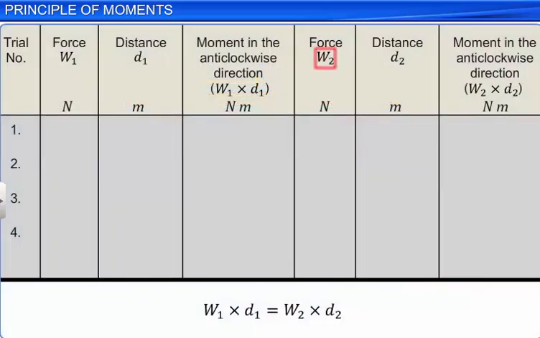Let this be W2. Now, W2 is the force that helps balance the scale, and its moment about O is W2 into D2, which is clockwise moment. W1 into D1 is the moment of W1 about point O. Now, the values of the variables W1, W2, D1 and D2 are tabulated. If W1 into D1 equals W2 into D2, then the principle of moments is said to be verified.